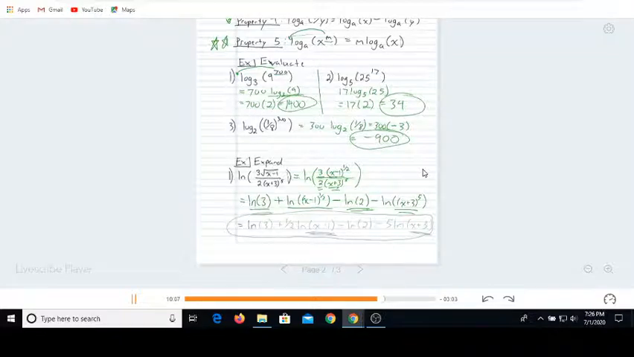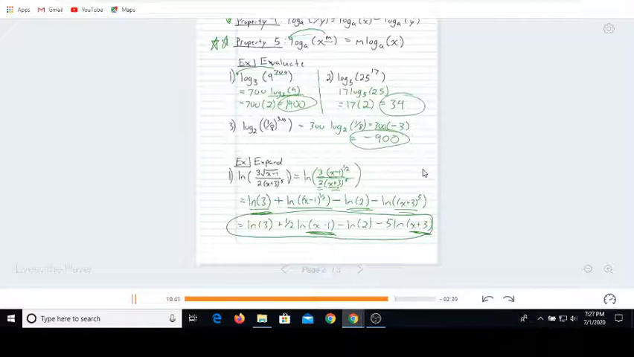So nothing to do with ln of 3. Here we can pull the 1/2 out front. Here we do nothing with natural log of 2, and here we can pull the 5 out front. And this is as expanded as we can get. Just a word of warning, you cannot expand logarithms over addition and subtraction. There's nothing more we can do with the x minus 1, nothing more we can do with the x plus 3. They only expand over multiplication and division.